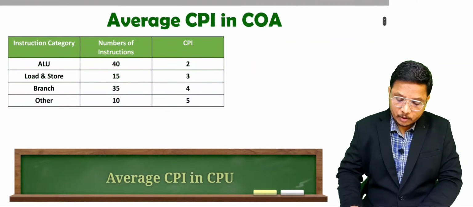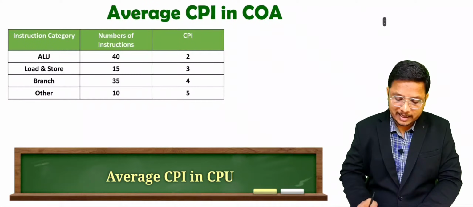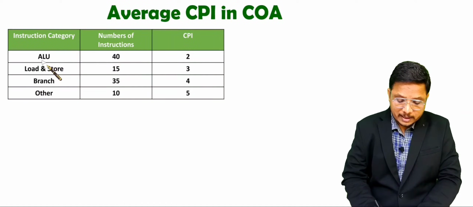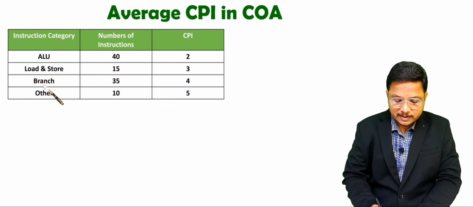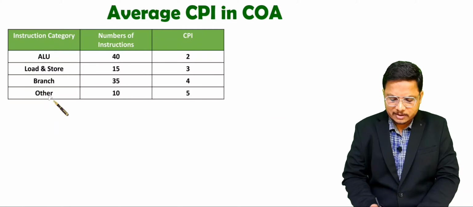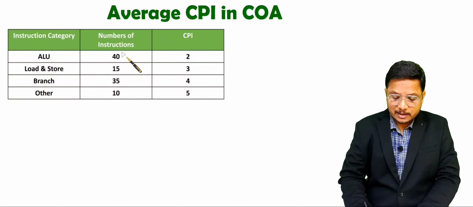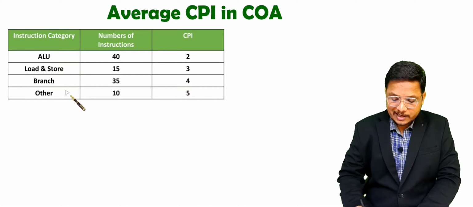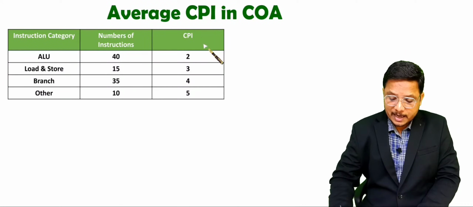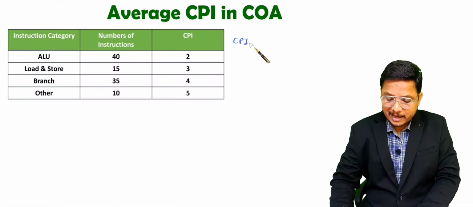For that, I am just giving you one case study. In that, you see instruction categories: ALU instructions, load store instructions, branch instructions, and other instructions. The number of instructions is given, and with the various categories of instructions, CPI is different, right? Like ALU instruction has 2 CPI, load store has 3 CPI; that is how the case study is given. So, how to identify average CPI? Simply by taking the average of this.